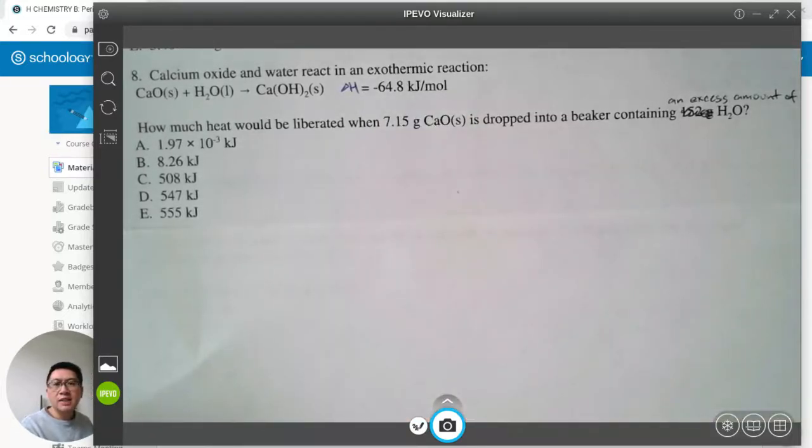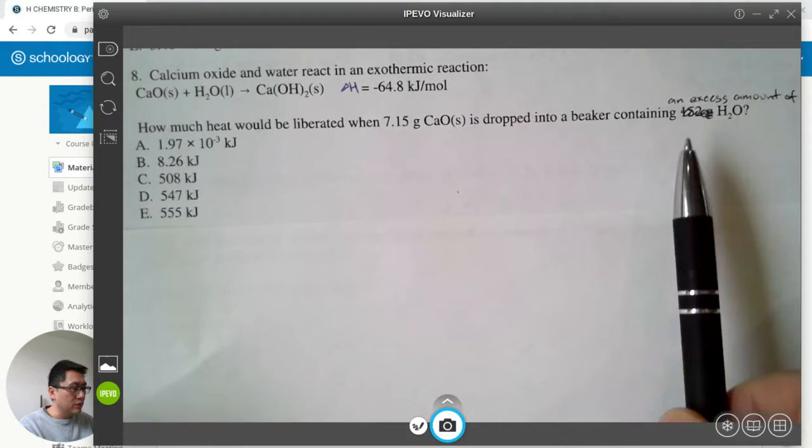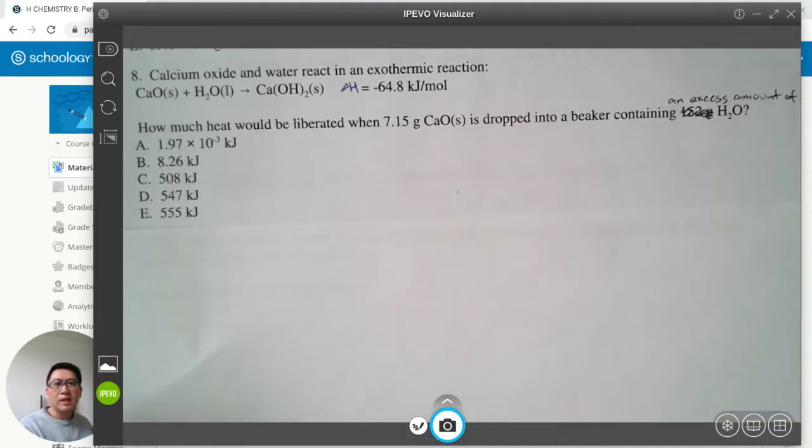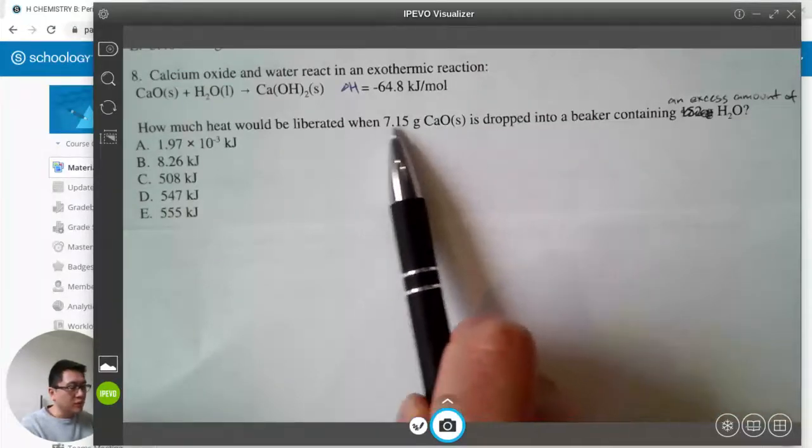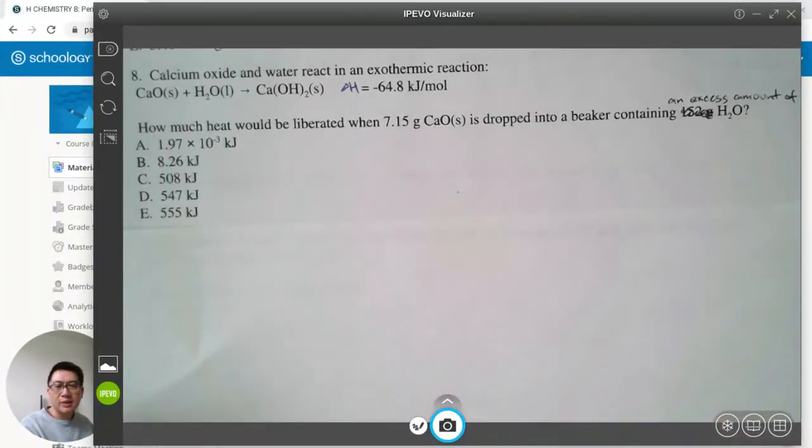Question: how much heat is liberated when 7.15 grams of calcium oxide solid is dropped into a beaker containing, there used to be a number here, I just changed it to an excess amount of water. I didn't want to make it into a limiting or excess reagents problem. If there were a number, technically you have to figure out which substance runs out first, which one is the limiting reagent, excess reagent. I'm just saying this is excess, therefore calcium oxide is limiting. But that's not the point.